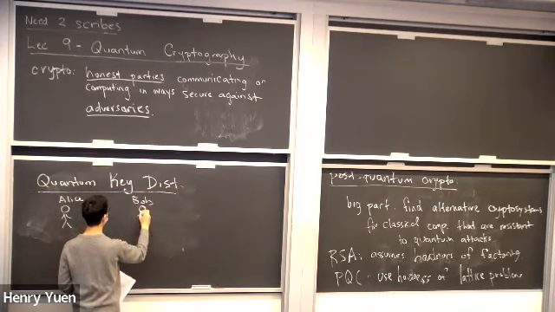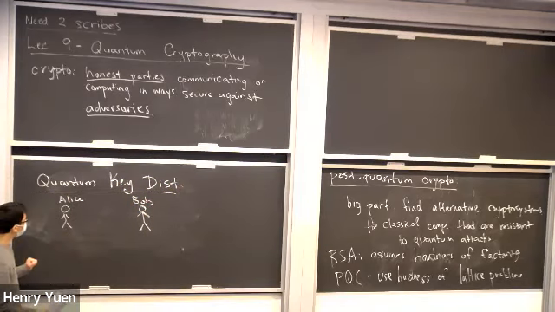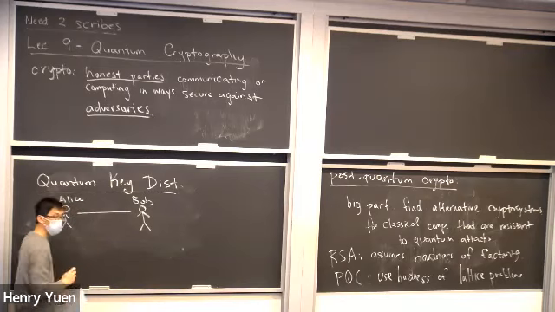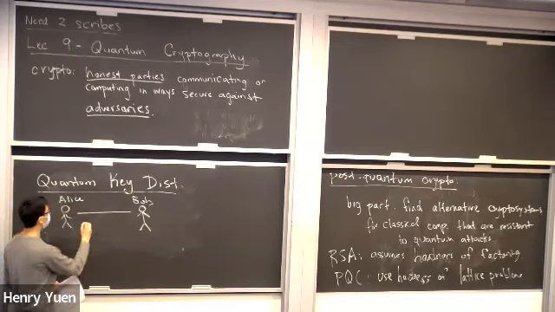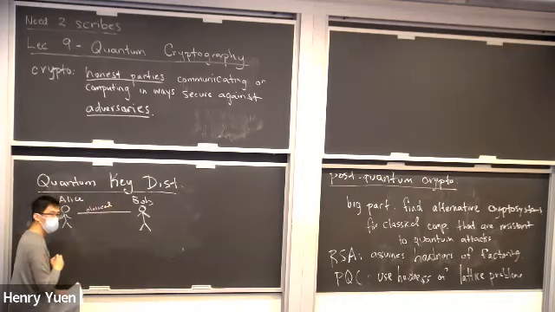Bob. They've never met each other before, but they are connected by a communication channel. So actually they're connected by two communication channels. One is a classical channel, where you can just think of this as they can call each other over the phone.